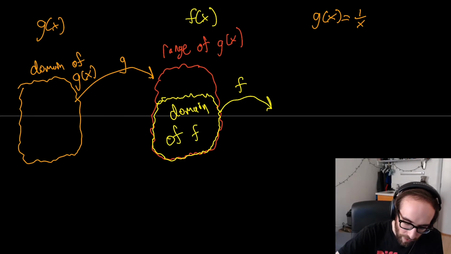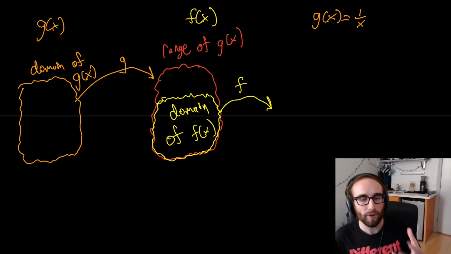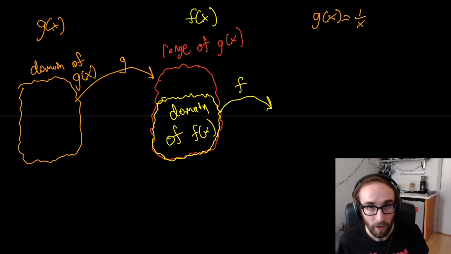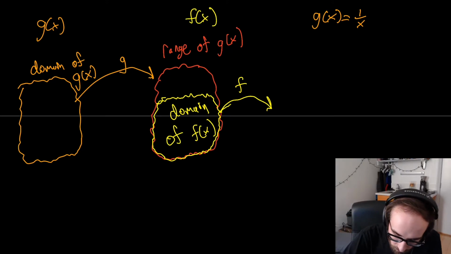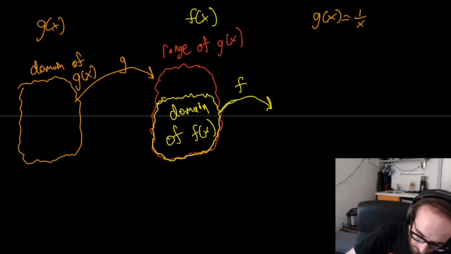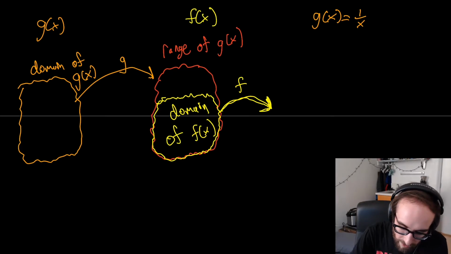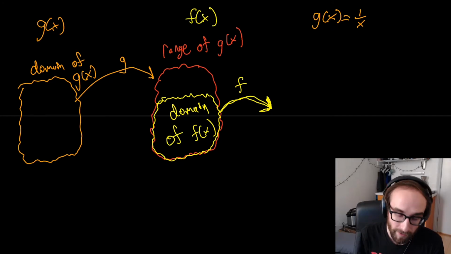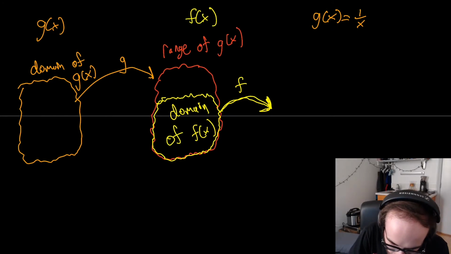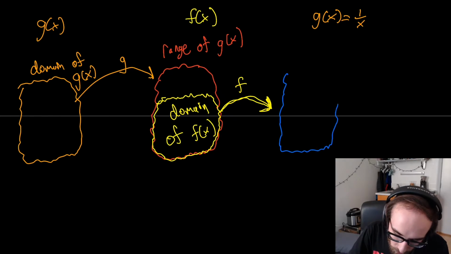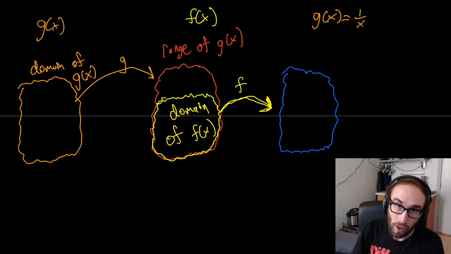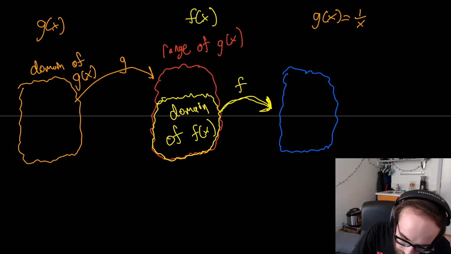So from the range of g of x, we need to identify which of these numbers can we plug into f. And then we'll take those numbers, we'll plug them in here. And then we'll end up with a range of f of x. So here we might end up with, here are all of the outputs from that yellow blob, the domain of f of x. Here we have the range of f of x.